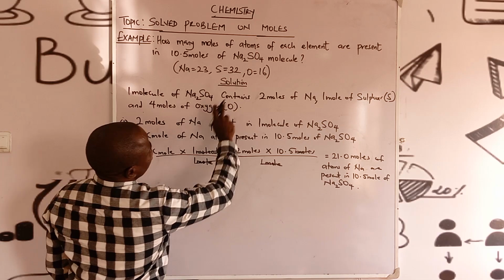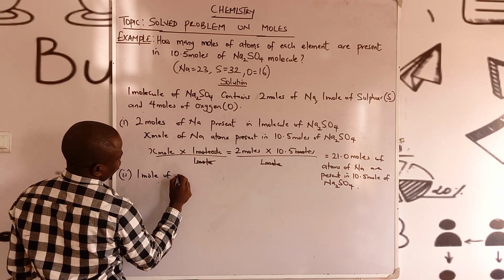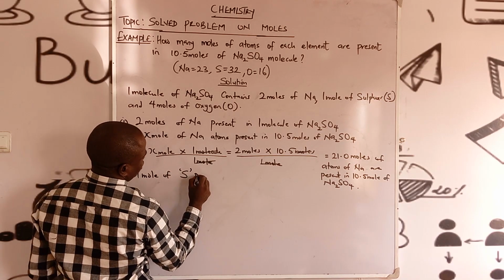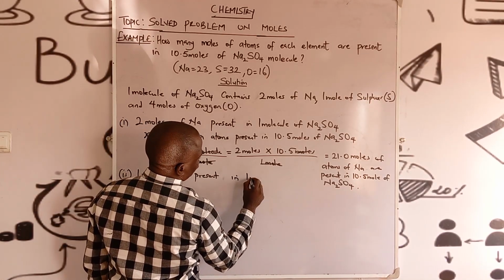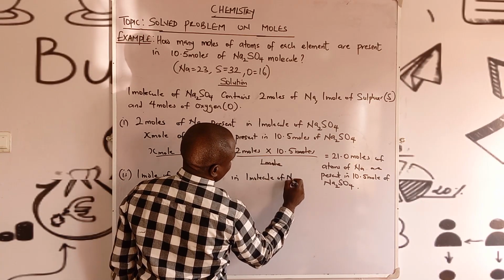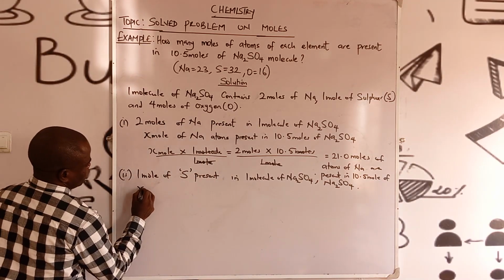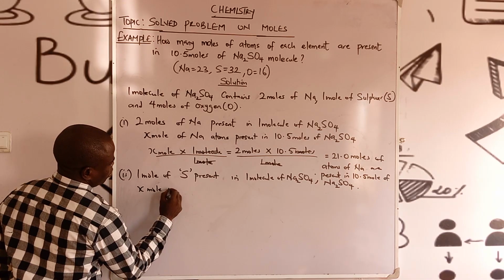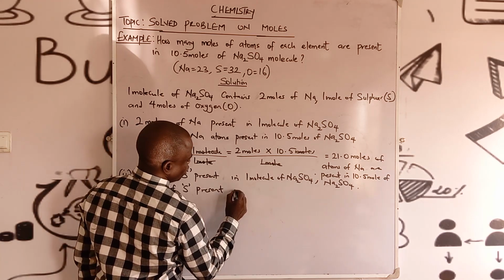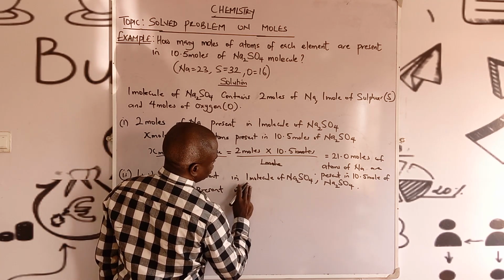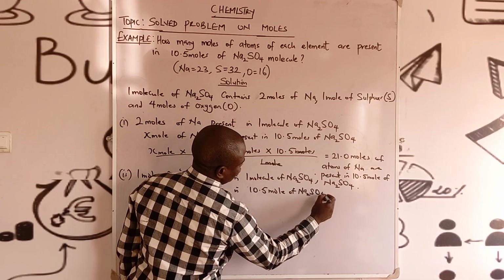The second one: how many moles are present of sulfur? 1 mole of sulfur is present in 1 molecule of sodium tetraoxosulphate 6. Now, x mole of sulfur present, what is the number of moles of sulfur present in 10.5 moles of sodium tetraoxosulphate 6?